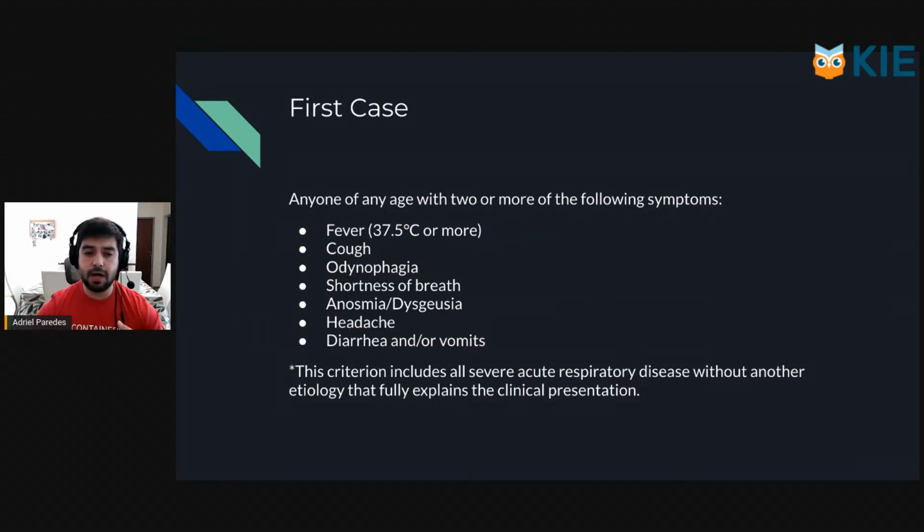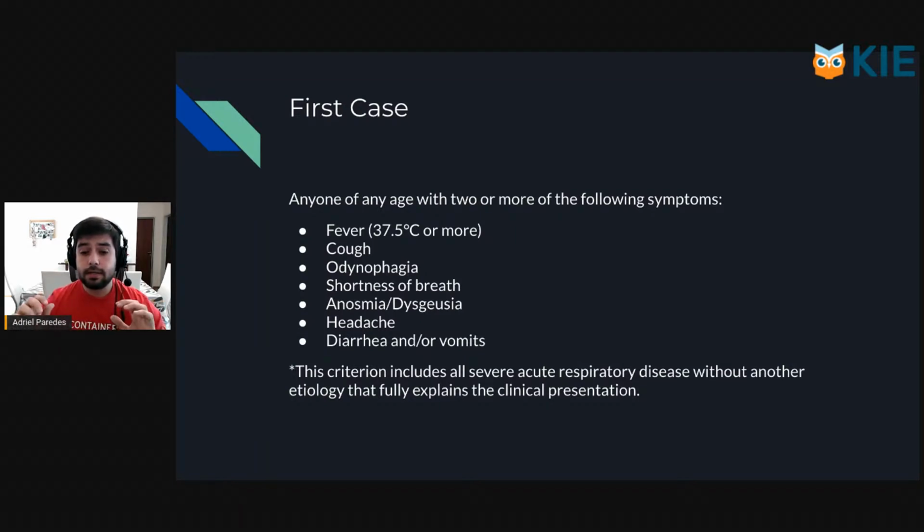They need to have fever, 37.5 degrees or more, or cough, or odynophagia, or shortness of breath, anosmia, dysgeusia, headache, diarrhea, or vomit. Those words are real right now. For instance, odynophagia is just a pain in your throat, and anosmia and dysgeusia are the lack of smell or the lack of taste.